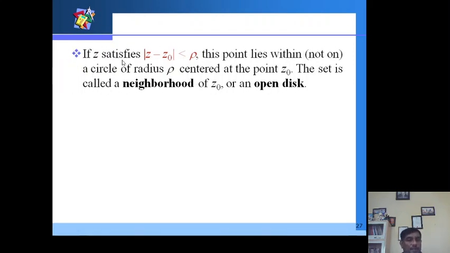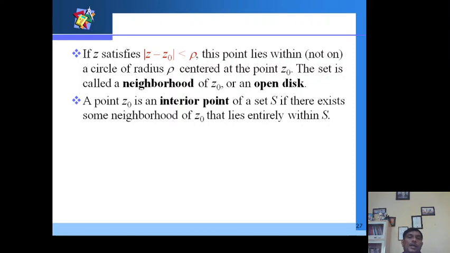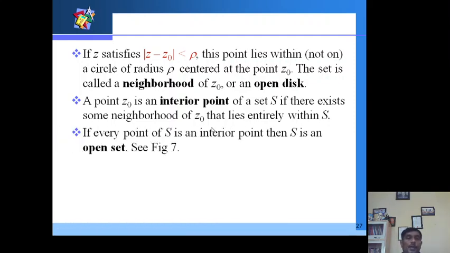If z satisfies |z − z₀| < ρ, this point lies within a circle with radius ρ centered at the point z₀. The set is called the neighborhood of z₀, or an open disk. A point z₀ is an interior point of S if there exists some neighborhood of z₀ that lies entirely within S. If every point of S is an interior point, then S is an open set.